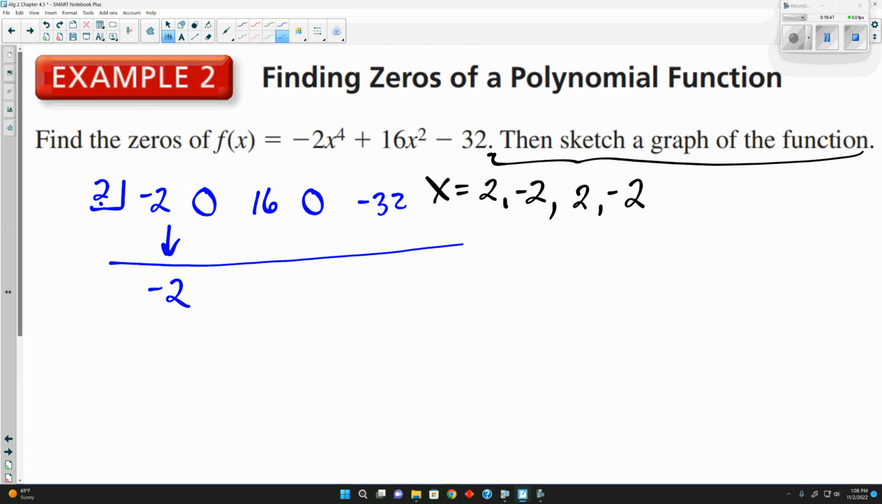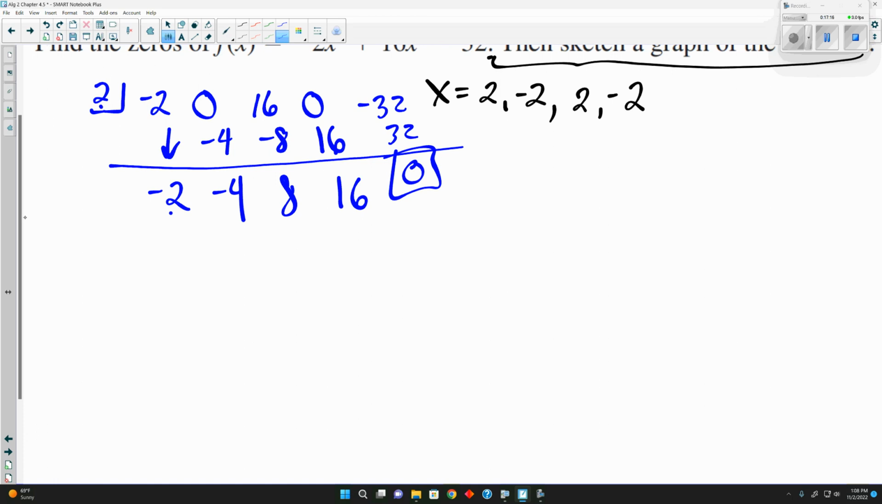So we'll have negative 2. So 2 times negative 2 is negative 4. 0 plus negative 4 is negative 4. 2 times negative 4 is negative 8. 16 plus negative 8 is 8. 2 times 8 is 16. 0 plus 16 is 16, and 2 times 16 is 32, which gives us a remainder of 0. Okay. So we know that 2 is a solution. Well, we got that from the graphing calculator. Now I can do it again, because as long as this gives me a remainder of 0, it means it's a solution.